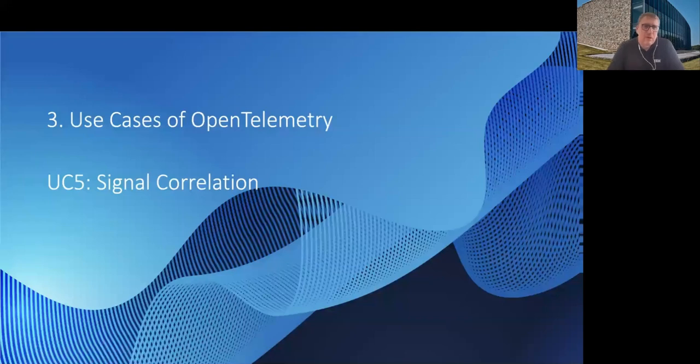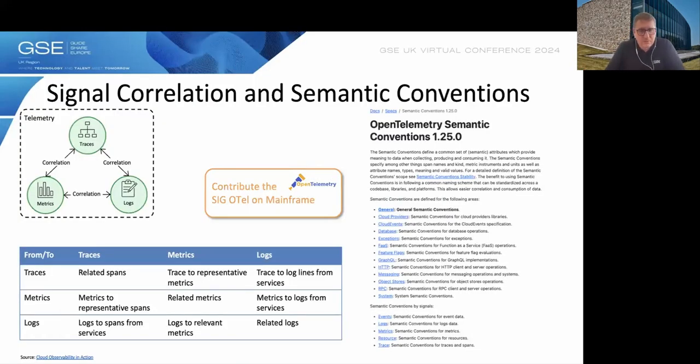With this, let's move on to our fifth use case, which is about signal correlation. And signal correlation, I started to touch on already when I spoke about the value of OpenTelemetry, but now let's take this one step further and put this into context with the semantic conventions. As we have these different telemetry data or signal types being supported by OpenTelemetry, there is also annotation. And this annotation follows specific conventions, which are the OpenTelemetry semantic conventions.